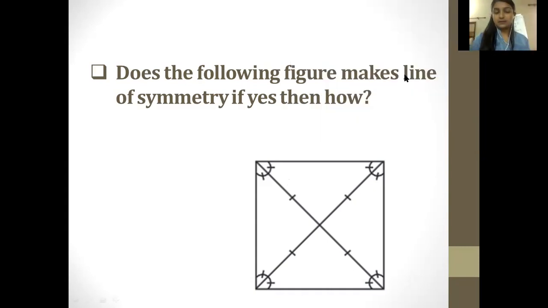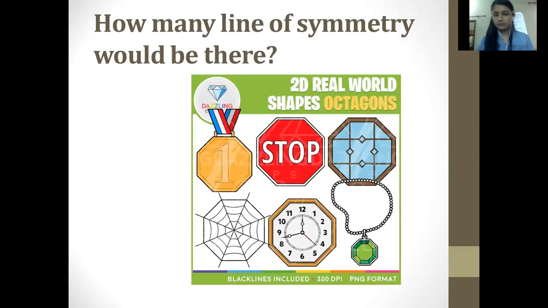They also ask, if yes, how? We have shown that while drawing it, the left-hand side is equal to the right-hand side. If we fold even from left to right, or top to bottom, we can observe that it is again making a line of symmetry. So now how many lines of symmetry would there be? There are a few figures in front of you. You have to just tell how many lines of symmetry there would be.